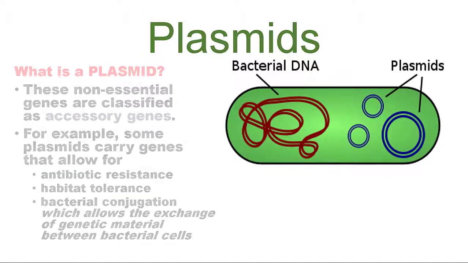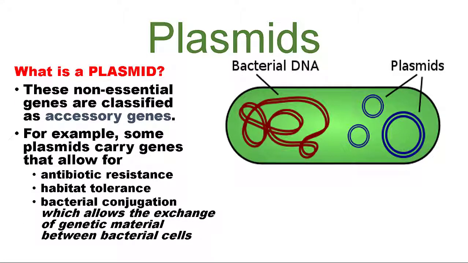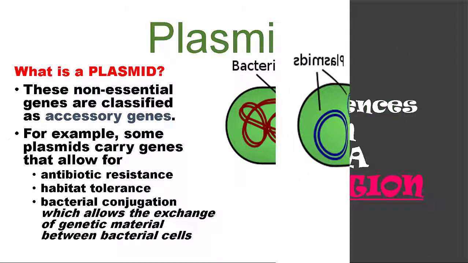The non-essential genes that plasmids carry are classified as accessory genes. For example, plasmids can carry genes that allow for abilities such as antibiotic resistance, habitat tolerance, and bacterial conjugation, which allows the exchange of genetic material between bacterial cells.